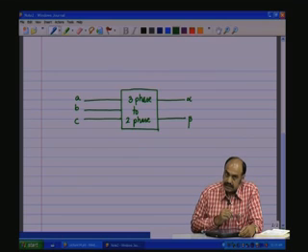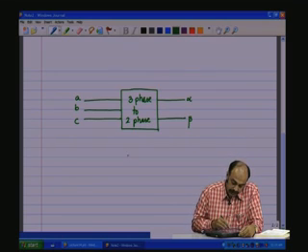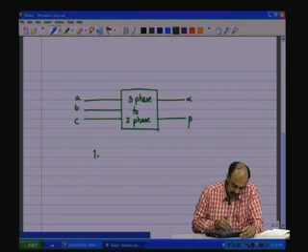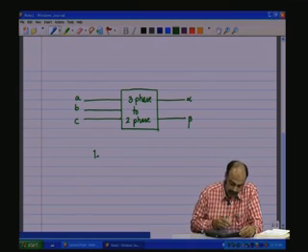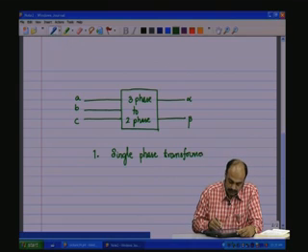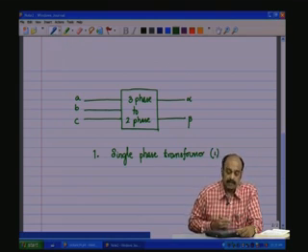Now, how does this come about? There are 2 methods. There may be more methods, but anyway I will explain to you 2 methods. One is using a single phase transformer, but we will use just one single phase transformer.